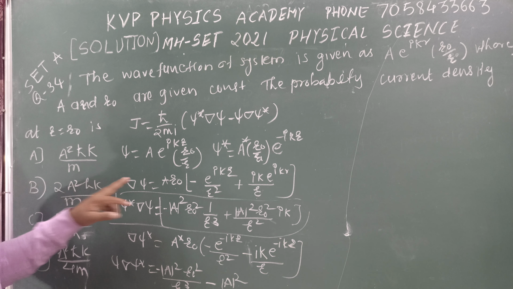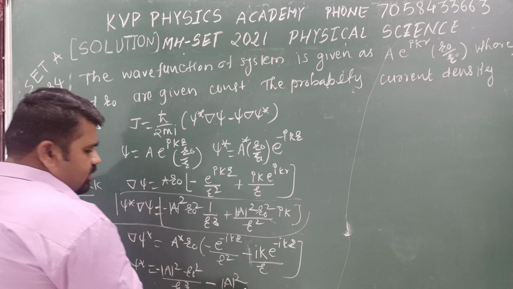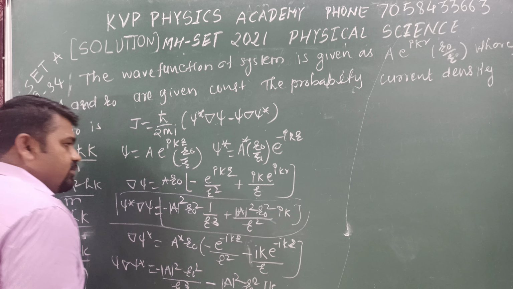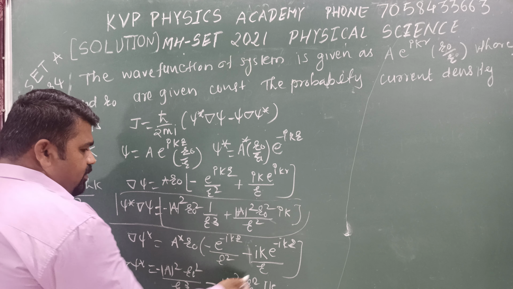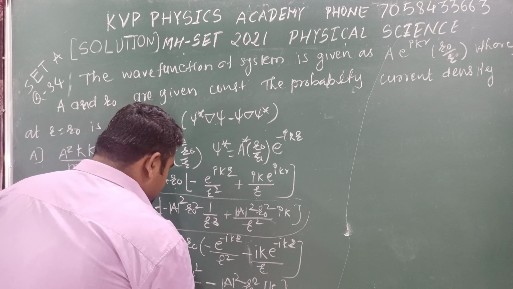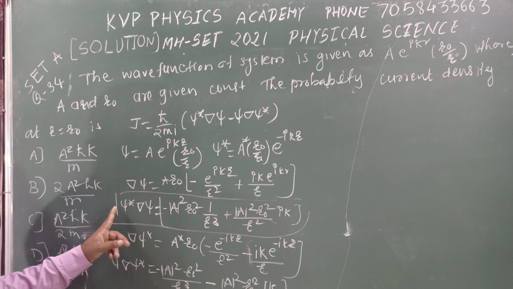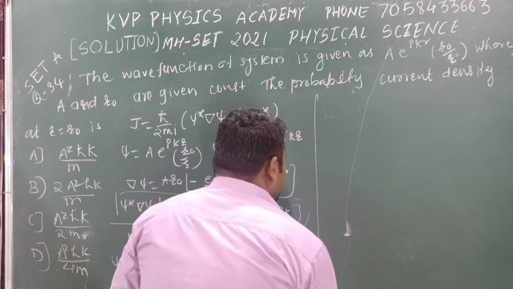Okay. Next, here is r naught, here also r naught square. Here ik as it is, this ik replace here only. Here is a plus ikr minus ikr, get cancel upon this 1 by r square. Now this is the value of psi into del psi star, here psi star into del psi star. Now we can substitute this value in this equation.